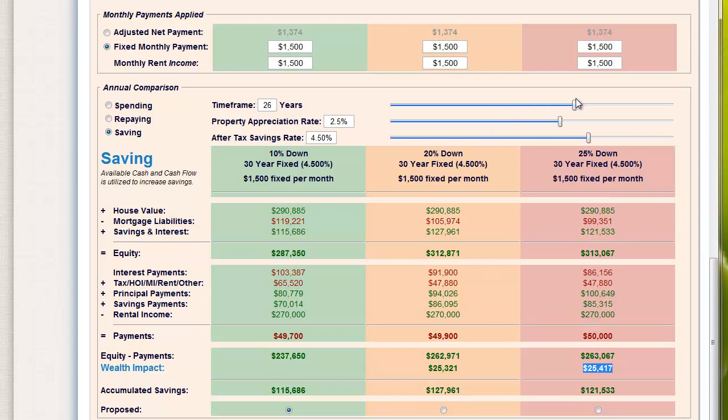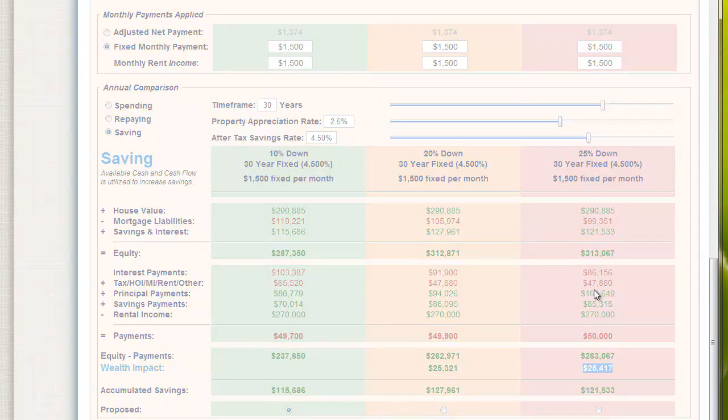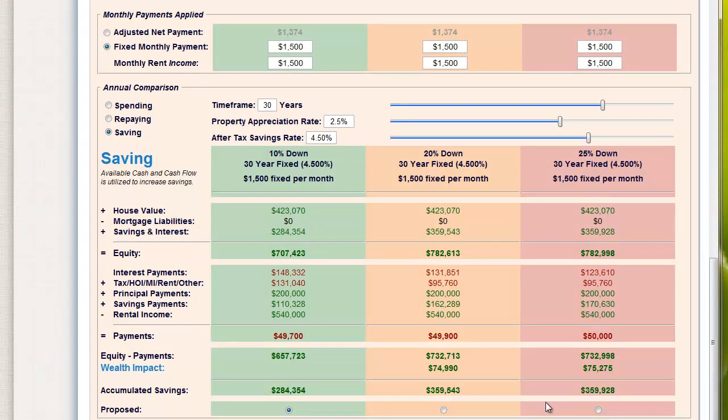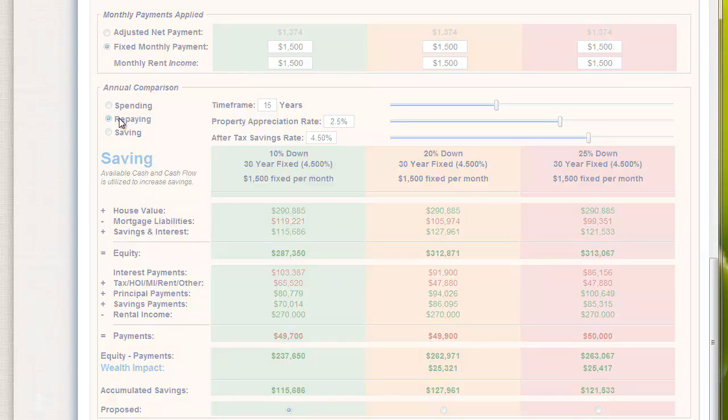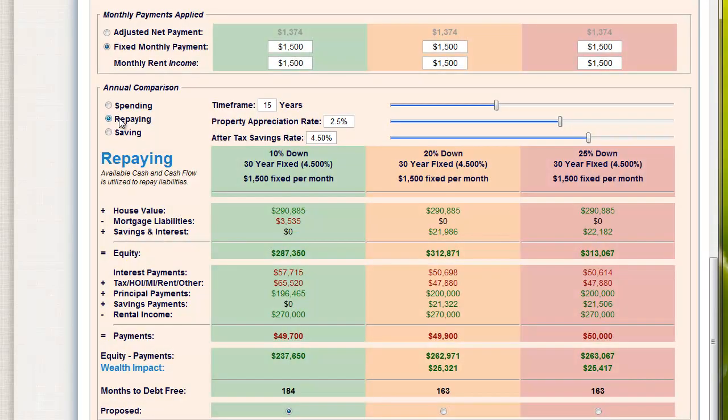If I go out to 30 years, which is going to be the best option? They're almost exactly the same over 30 years. So this is really cool. I can go through and compare. Let's say that the client, this is another question he had, is what if they took the extra cash flow and applied that towards their mortgage? How fast could they pay it off?